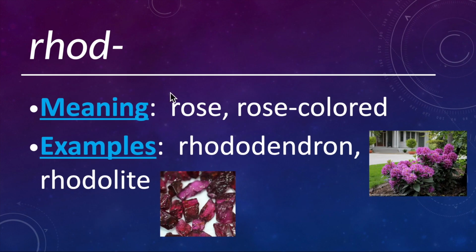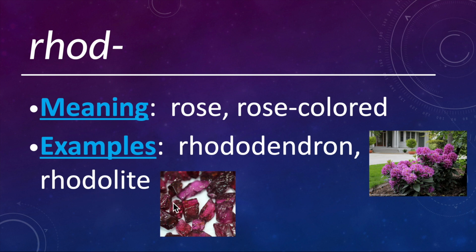And then rhodo means rose or rose-colored. So a rhododendron is a shrub with these pink flowers. Actually, they will change colors depending on the soil they're in. If it's more acidic soil, they turn pink. If it's more basic soil, they'll turn blue. So you can have rhododendrons that are different colors.